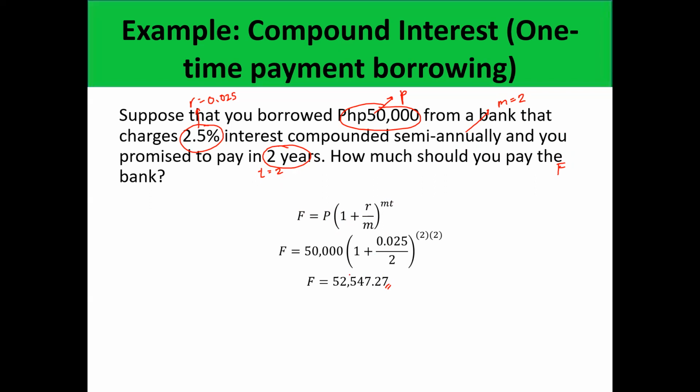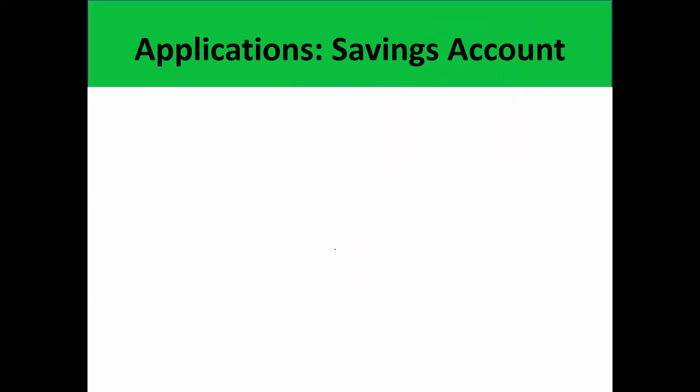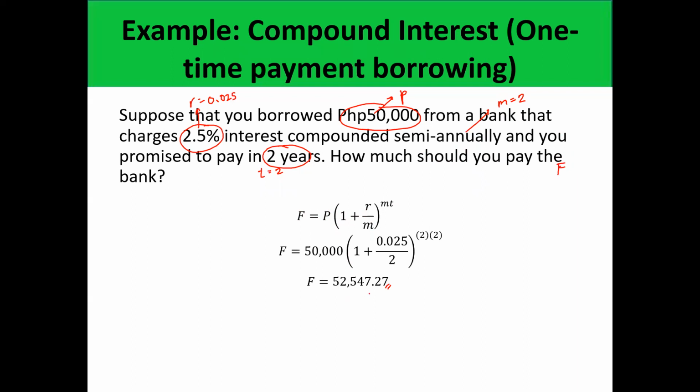So this means that the interest charges is computed using F minus P. Which means 52,547.27 minus 50,000 is 2,547.27.